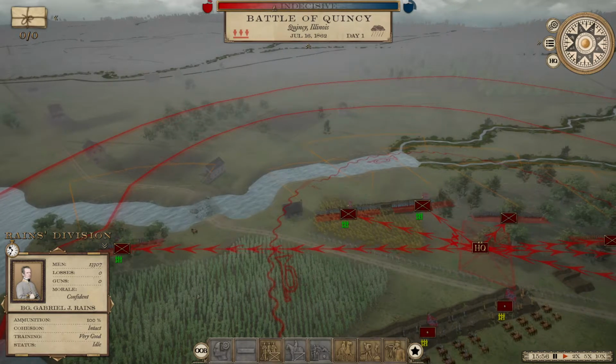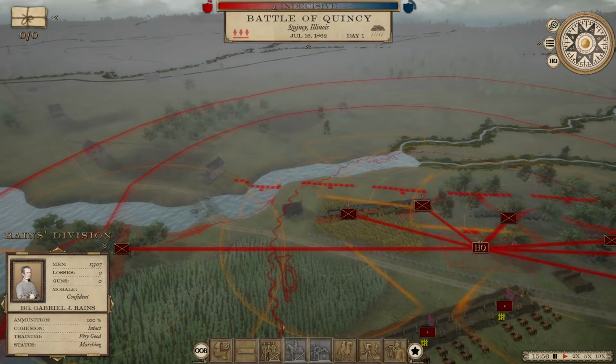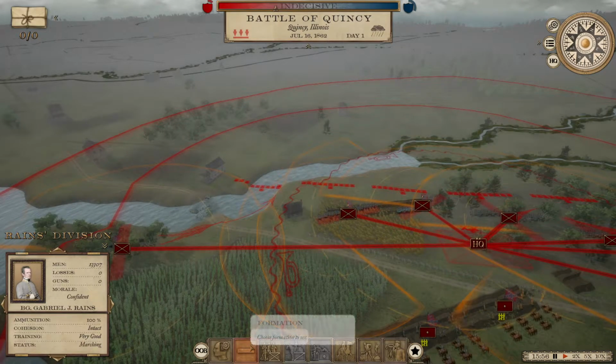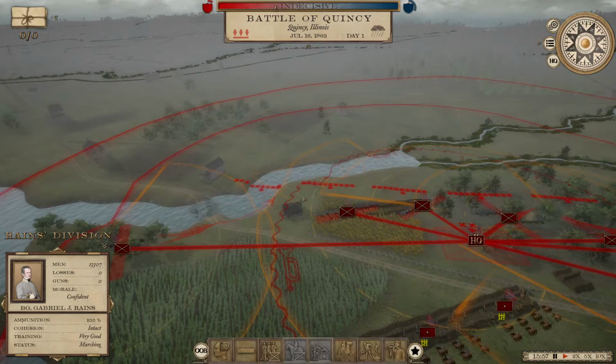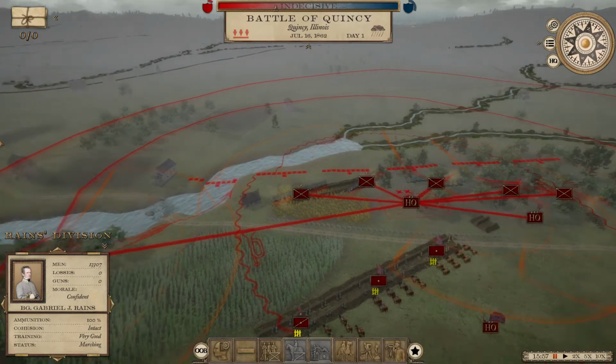Looks like he's going for the river. All right. And I assume that once those brigades get their orders and start doing things, we're then going to have the option to give them new orders. Now that is terrible. I don't really want to do that.